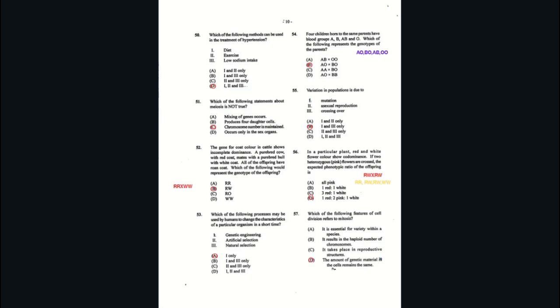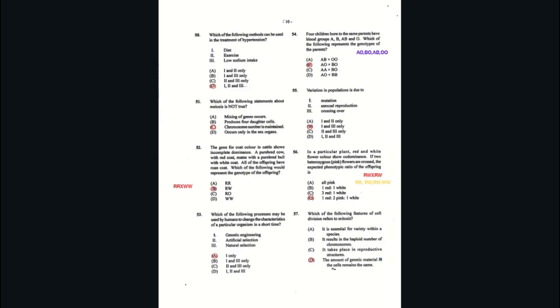So which of the following would represent the genotype of this offspring? Looking at the responses, we have A, RR, B, RW, C, RO, and then D, WW. So it says purebred. If it says it's purebred, it basically means that both dominant alleles are there. That's basically what it means, right? So we know that this purebred cow with red coat has RR genotype, and this purebred bull with white coat is also purebred, so it has two dominant alleles also.